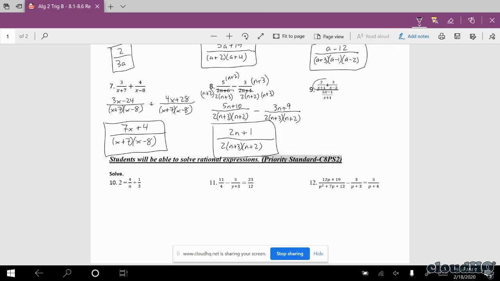Number 9, I'm going to recommend first combining the numerator into one fraction, making a common denominator. So the first fraction I multiply by x minus 2, so 2x minus 4. Second fraction multiply by x plus 1, so 3x plus 3. So you combine that together, it is addition, you get 5x minus 1.